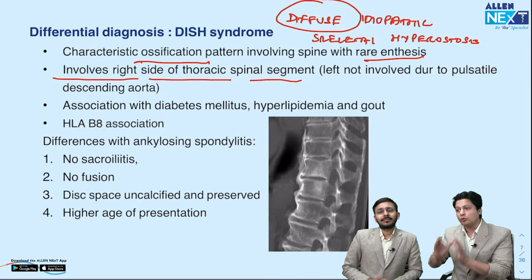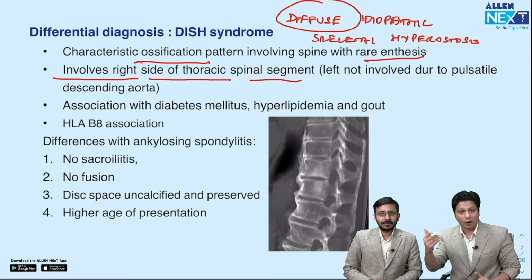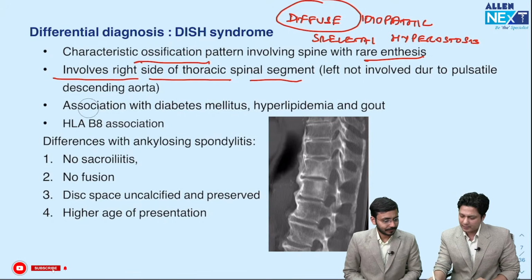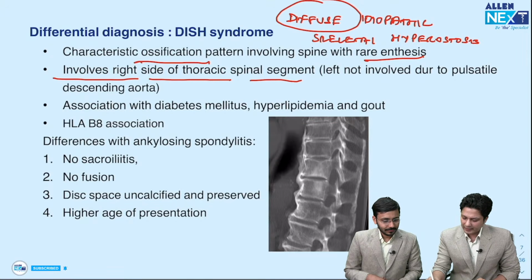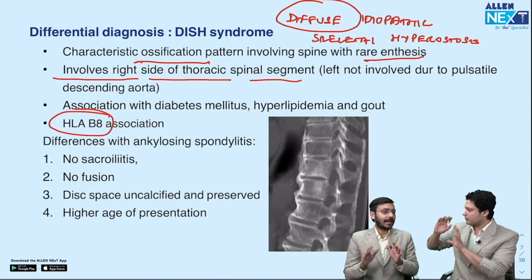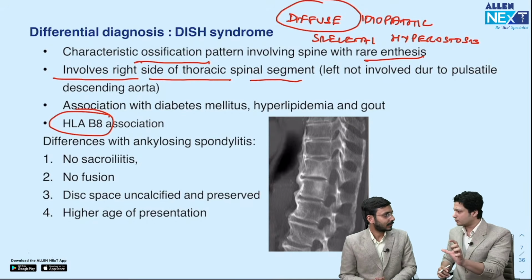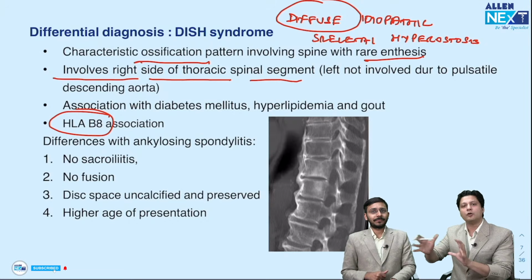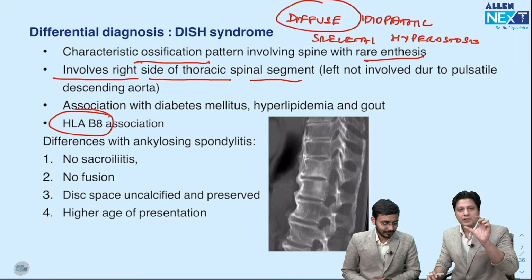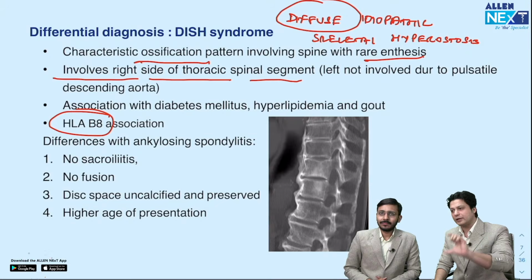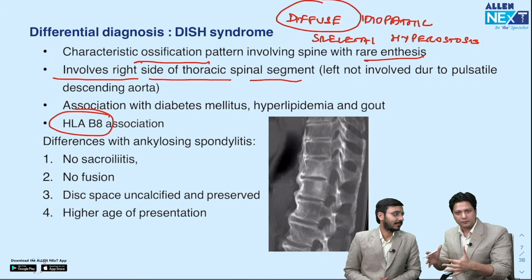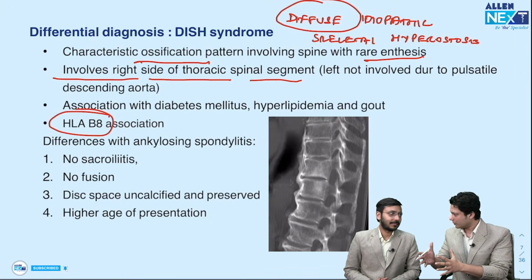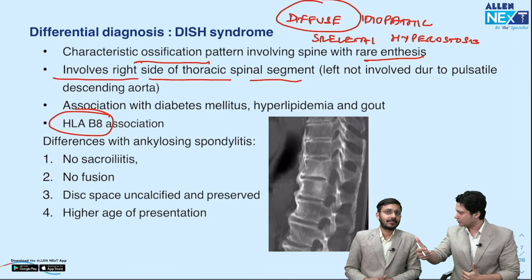Now, this syndrome is found to be associated with systemic conditions like gout, hyperlipidemia, and diabetes mellitus because of its association with HLA-B8. HLA-B27 association is found in ankylosing spondylitis. HLA-B8 association is found in diabetes mellitus, as well as in DISH syndrome. So both of them are found to be associated. These are the catch points on the basis of which, if provided in the question, you will identify that possibly the examiner is not asking about ankylosing spondylitis, but about DISH syndrome.